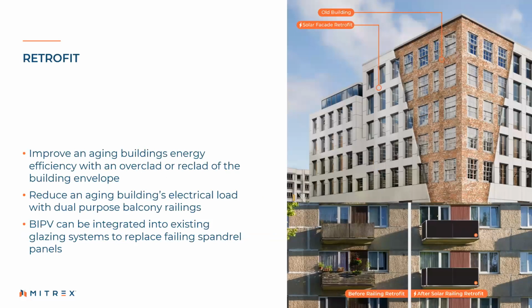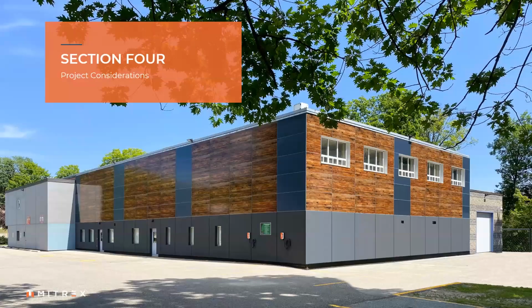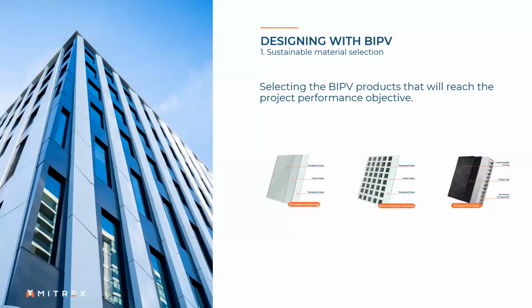So lots of areas to consider. Retrofits are a huge opportunity. There is a vast amount of old buildings that are in need and will be in need of a facelift. And what better way to update a building than by wrapping it in solar technology and having it look much better than it did and continue to provide electricity. So project considerations. The next section, we're going to talk about designing with BIPV. There's a lot of things that we look at and there's a lot of different products that you can select that will help you reach the performance objective that you and your clients are looking for.